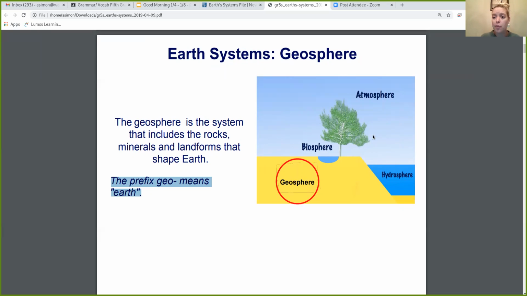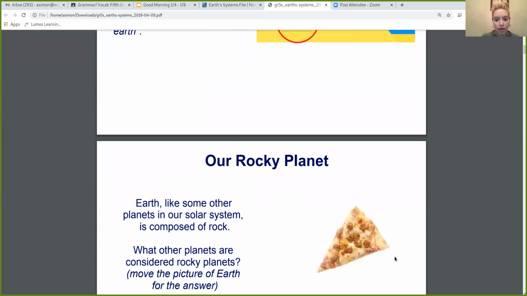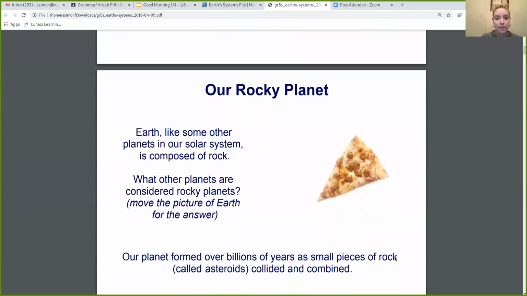This picture is very helpful. I would also include this in your notes as well, because it shows you all the different spheres and what they include. So take a minute and jot that down. All right, moving on. Remember, if you need to pause it at any time, feel free.